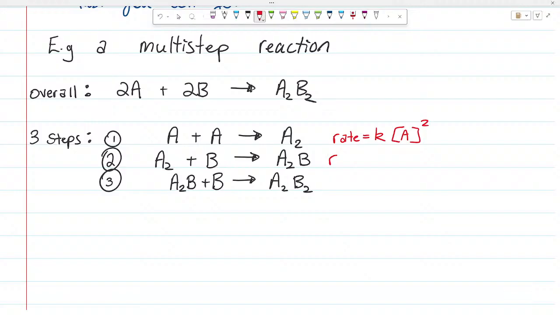Now what about the second one? What would the rate of this one be? Of A2, right? That thing we just made. Times the concentration of B. Okay, very good. And then this third one? Times the concentration of B.